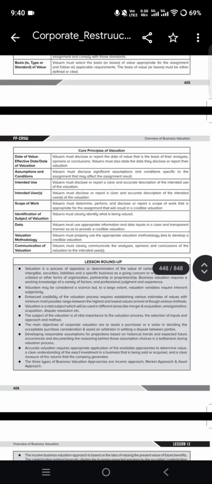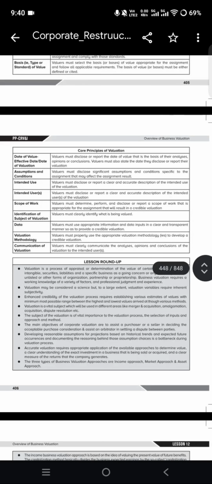Next, principles to be followed: ethics, competency, compliance, basis, that is type of standard of value, date of valuation, effective date and date of valuation, assumptions and conditions, intended use, that means for which type of people it is used, intended user, scope of work, identification of subject of valuation, data, valuation methodology, communication of valuation.